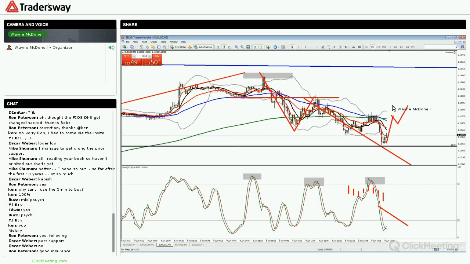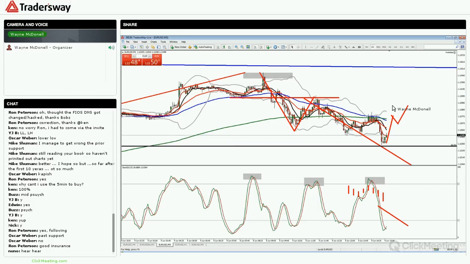Because now the hour has to do its cycle. How long does it take a 1 hour stochastic cycle? 8 hours. Sometimes 12. Especially if you reverse the market, it'll be 12. Right?